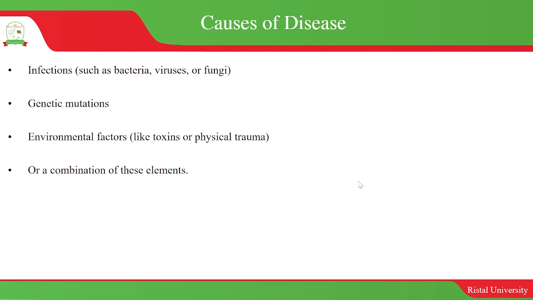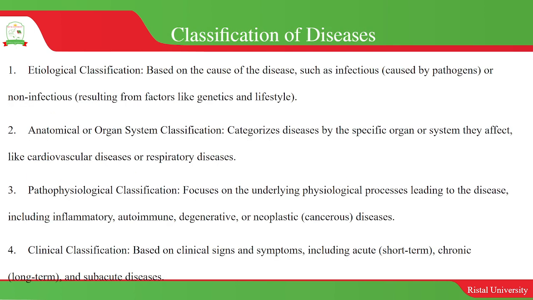Diseases can be caused by a number of factors, microbial factors or genetic factors, or even environmental factors. Some diseases happen because of interaction of environmental factors and genetic factors and even infections. So you can have a disease that has a combination of those factors.